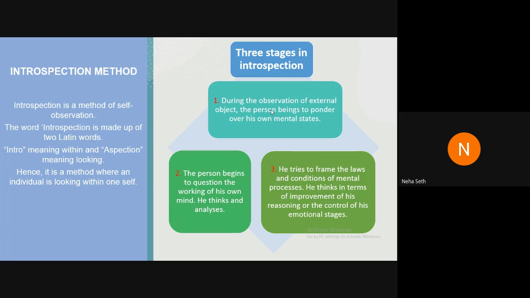So this is how introspection helps. I need to motivate my students to introspect themselves, and as a teacher, I need to introspect myself as well. That is why we all will be able to come to the same stage or the same level. Okay, then next.